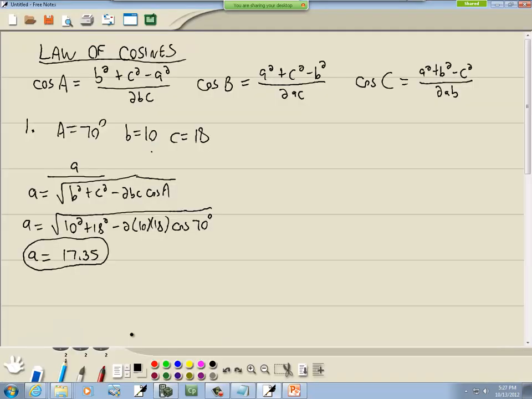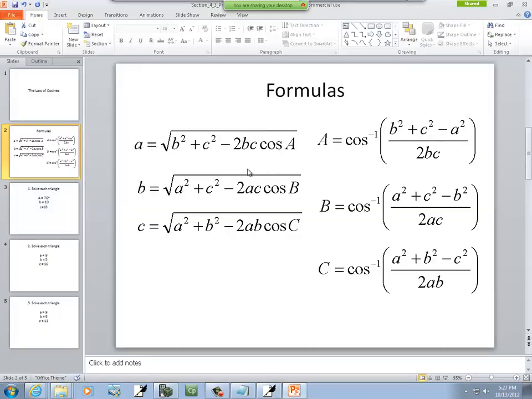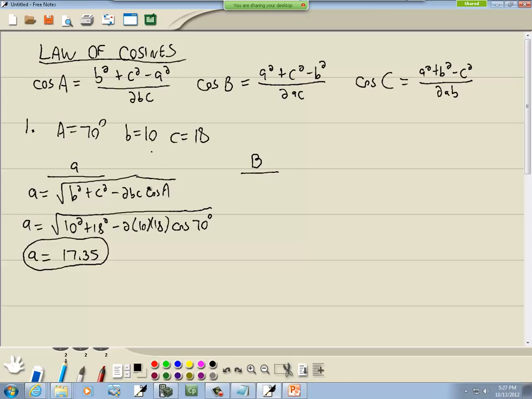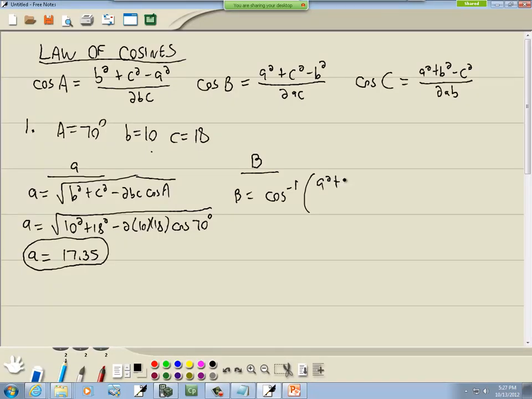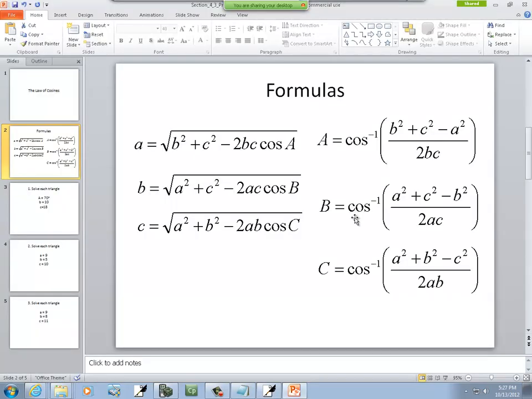Okay, so let's come over here. Now we're going to find, let's say, angle B. I think the law of cosines formulas are so easy, you might as well just keep using those. So here's our formula for B. And you have to know a, b, and c for this formula. Well, we have b and c up here, and we have a here. So we'll use that formula. So B is equal to inverse cosine of A squared plus C squared minus B squared over 2AC.